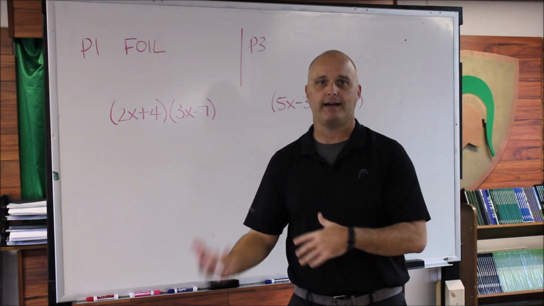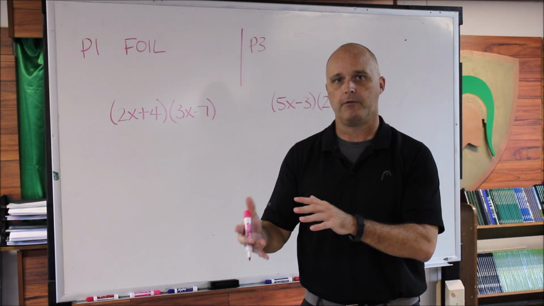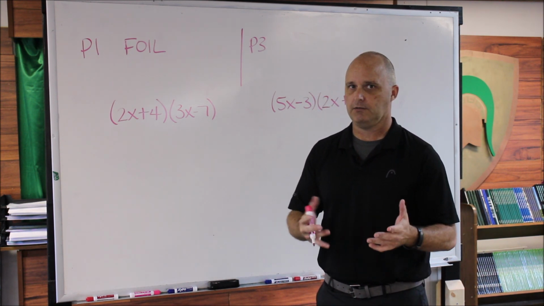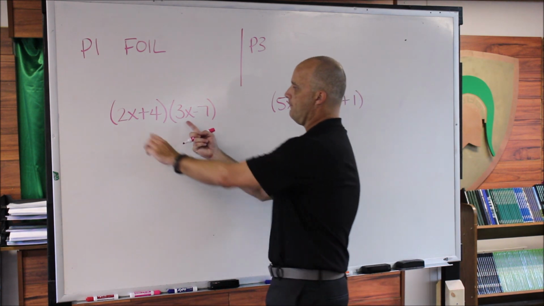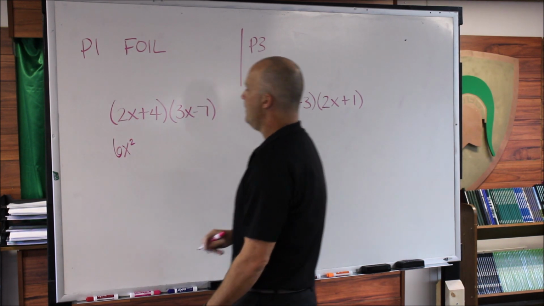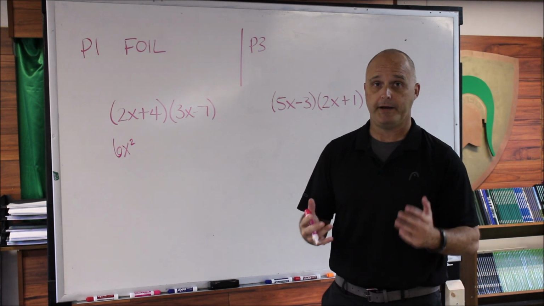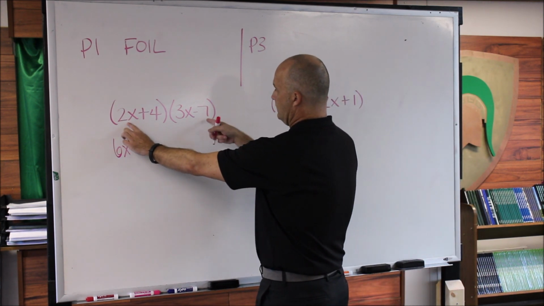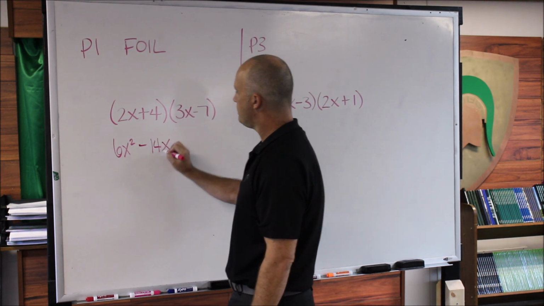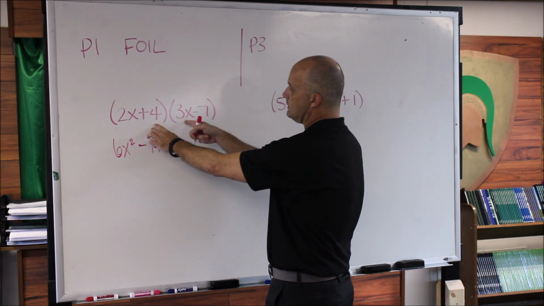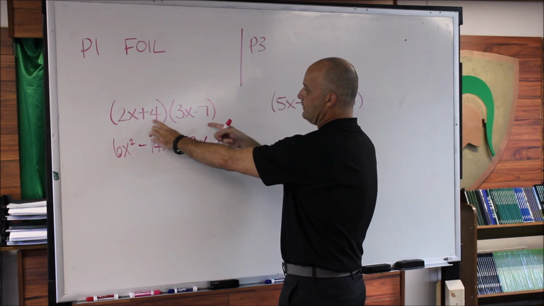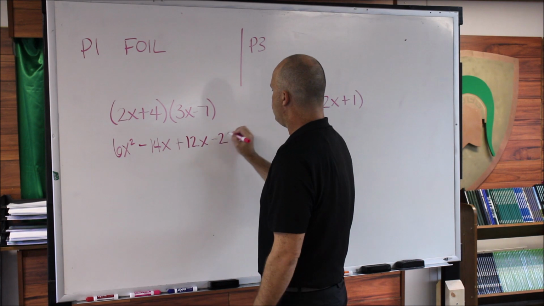So what first, outside, inside, last tells you to do is follow that order and multiply those things in that order. It's actually a fairly simple process. You start with the first ones, 2x times 3x. That's going to give you 6x squared. Then you go to the outside terms of each binomial. So the outside is 2x and the outside is negative 7. So 2x times negative 7 is negative 14x. Then you go to the inside, 4 times 3x, which is 12x. And then you do the last. So 4 times negative 7 is negative 28.